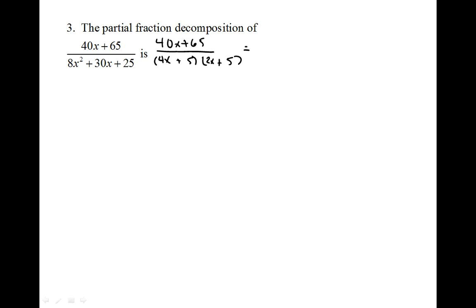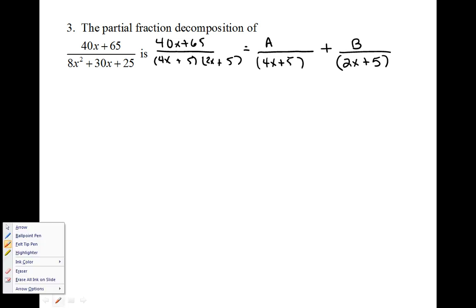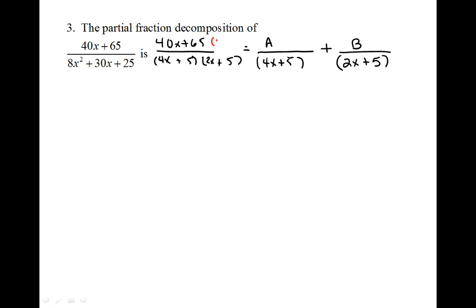And 4x plus 5 is a linear factor, 2x plus 5 is a linear factor, so once again, we will have A over 4x plus 5 plus B over 2x plus 5. And then we'll multiply everything by the least common denominator, 4x plus 5 times 2x plus 5.